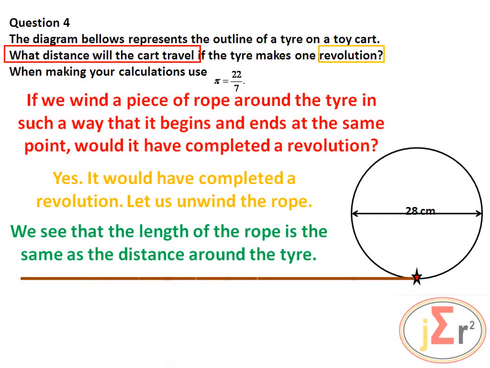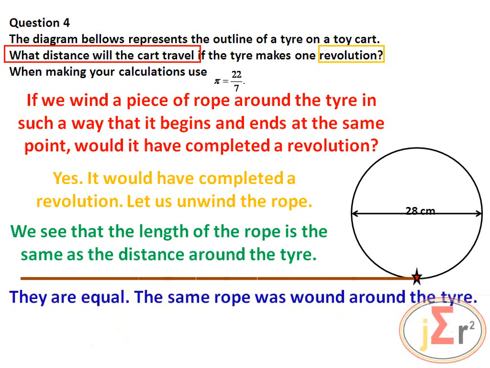We see that the length of the rope is the same as the distance around the tire, because we have wound the rope around the tire to one revolution. Then we unwind the rope. Therefore, we are sure that the distance of one revolution and the distance of the extended rope will be the same. They are equal. The same rope was wound around the tire.